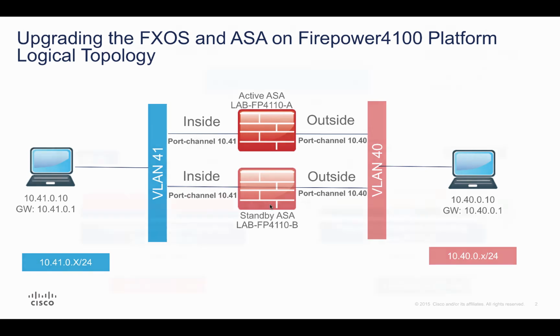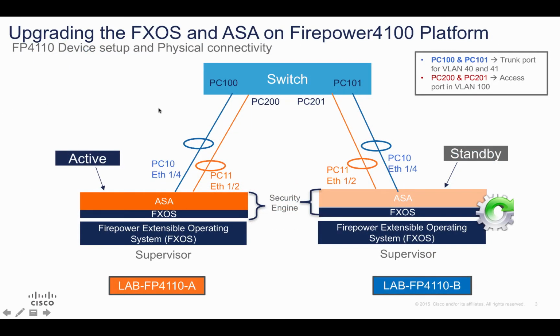So this is the physical connectivity and the FPR4110 device setup. There are two major components on the FPR platform: the supervisor and the security engine. The supervisor runs the operating system called the Firepower Extensible Operating System, or FXOS, and a thin version of this FXOS runs on the security engine. This thin version will act as an agent for the supervisor to provision the ASA on the security engine, as well as to monitor the health of the ASA and the security engine.